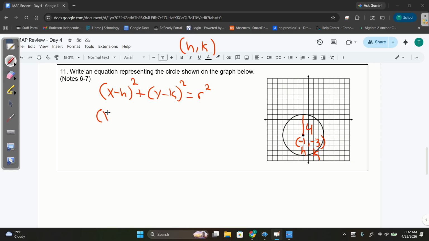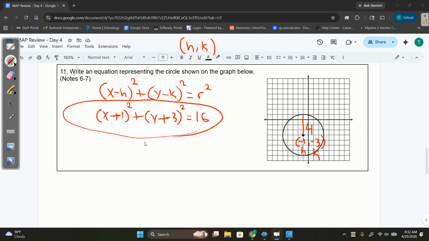So I'm going to do x minus, the h value is negative 1, squared, plus y minus, the k value is negative 3, squared, equals the radius of 4 squared. Last but not least, we got to clean it up. Negative, negative turns into a positive. Negative, negative turns into a positive. 4 squared is 16. This is the equation of that circle on the graph.